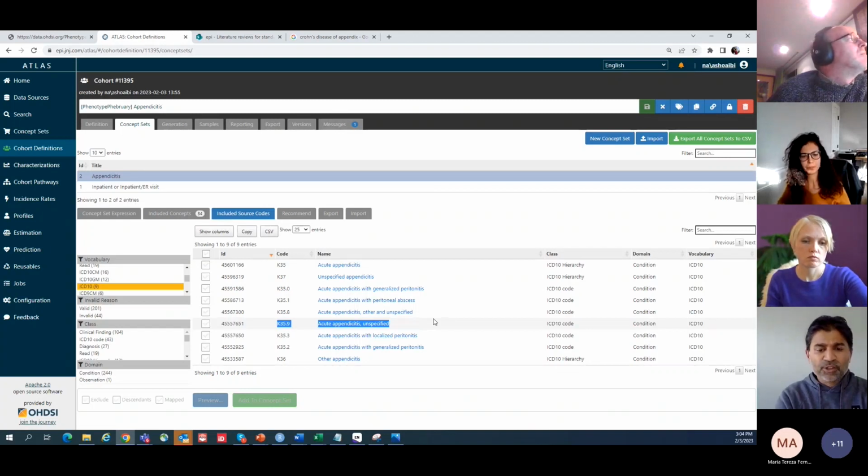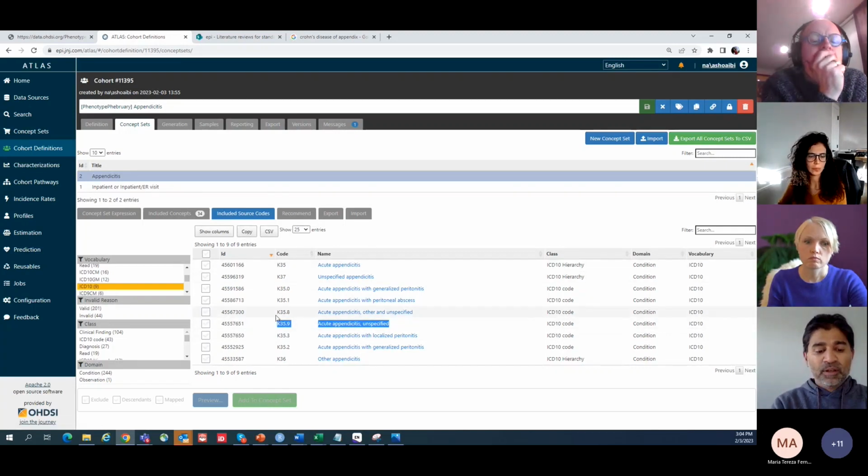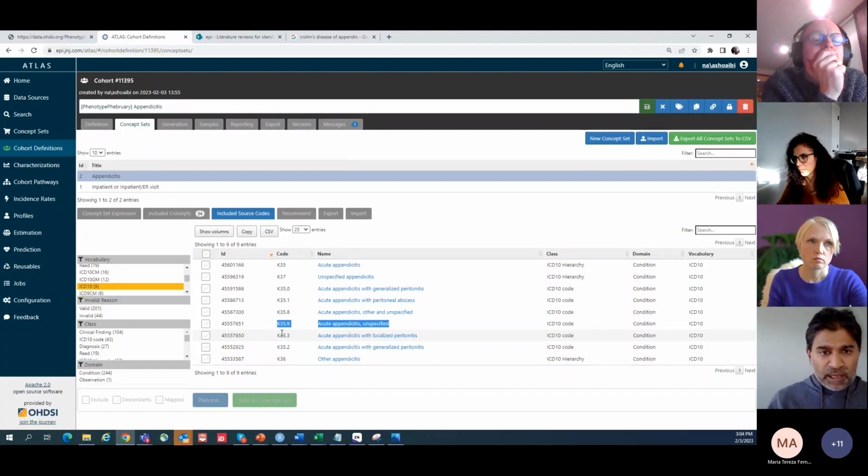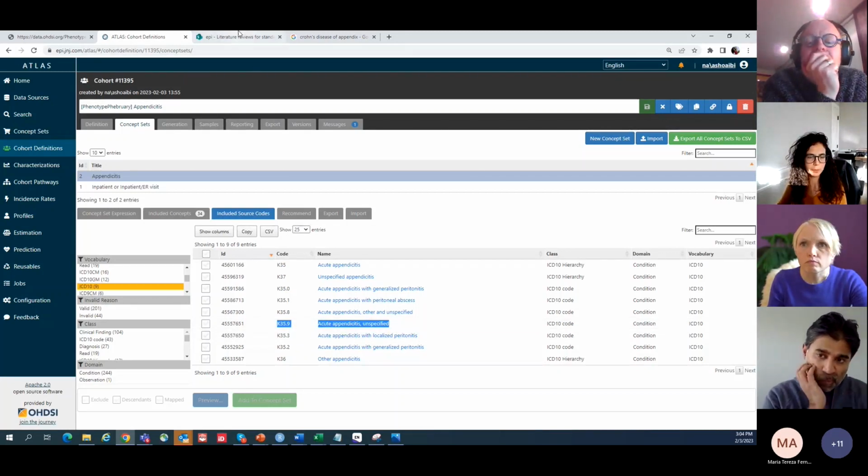The concept set expression would include K35.9, but the 11 data sources that I ran it on did not have K35.9. So that's why the phenotype library tool does not show K35.9, because none of the data sources had it. But the vocabulary does map to it, and it's in your included list.